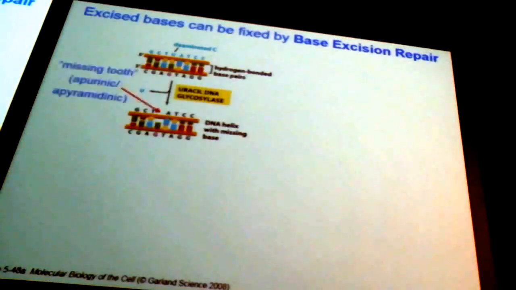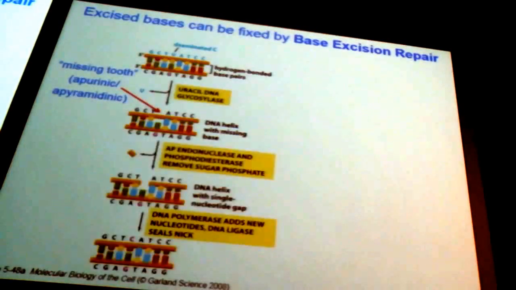So the first thing that you have is something like a missing tooth, if you will, where the base is missing, and you can think of it as apurinic or apyrimidinic based on which base got kicked out. Now that's then recognized by the cell by an AP endonuclease, or apyrimidinic or purinic endonuclease, and it just removes that sugar off, leaving now DNA polymerase to fill in and ligase to seal the nick.